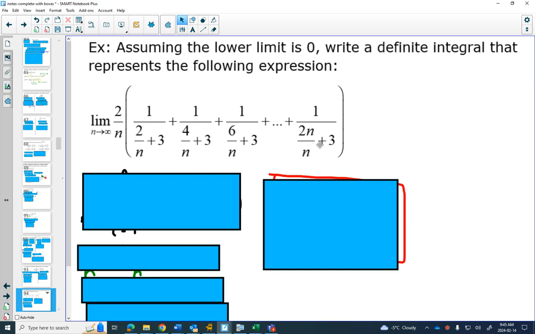Where we left off. Assuming the lower limit is 0, we want to write this as an integral. They're already telling us that the a value is 0. Write a definite integral that represents this.